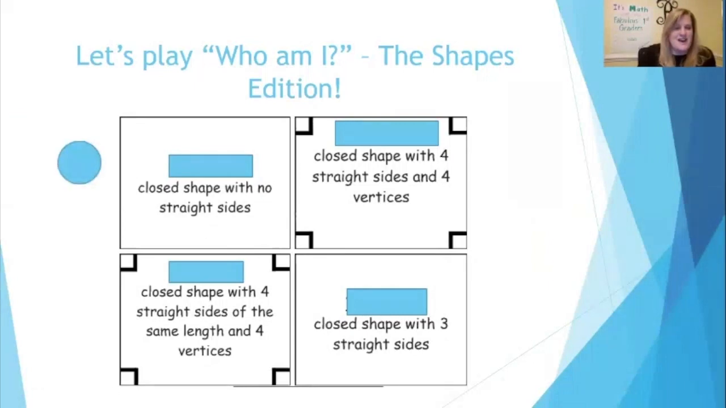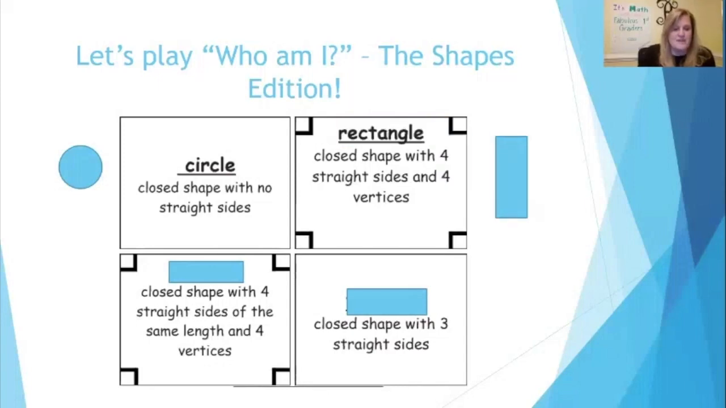Oh, what shape is that? You're right. It is a circle. Good job. The next clue. A closed shape with 4 straight sides and 4 vertices. And you even notice in the corners there are what types of angles? Right angles. Let's see. Did you say a rectangle?